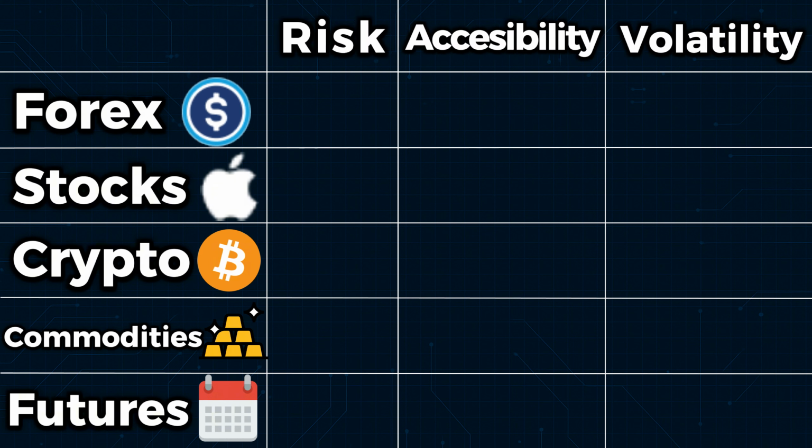Risk emphasizes how easily price can be manipulated, how influenced by news and governments this market is, and how stressful trading can be. Accessibility shows how easy it is to trade this asset in terms of time zones and physically owning it. Volatility emphasizes how many opportunities for potential profit and loss you get.